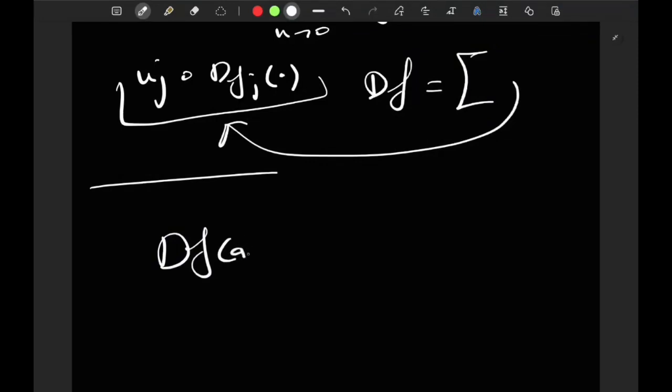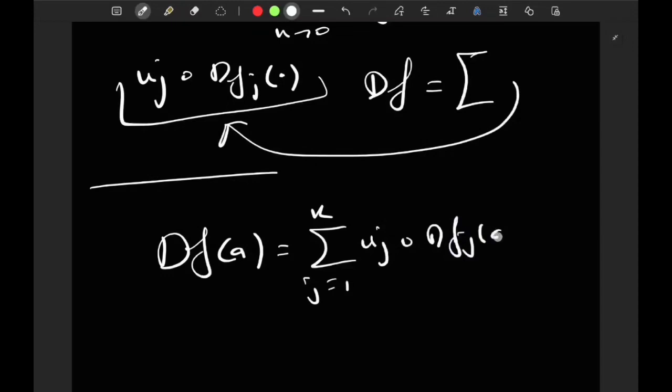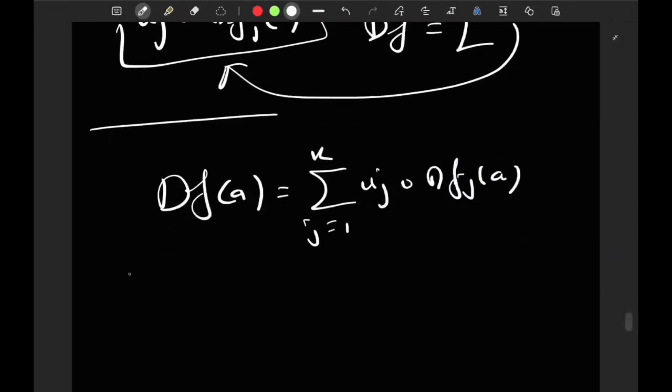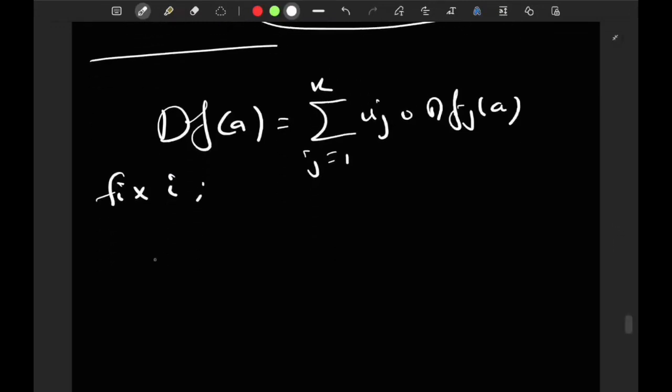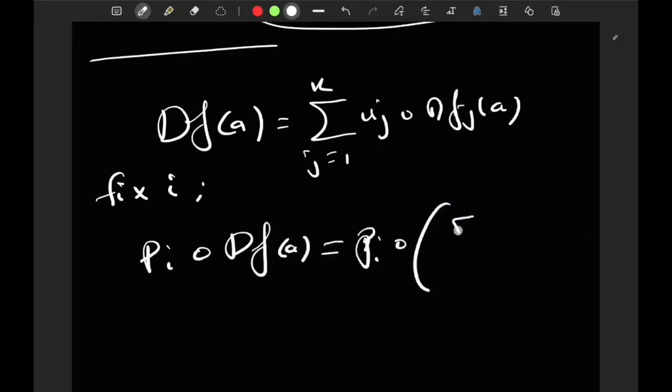df at A is the sum from j equal 1 to k of uj composed with dfj at A. Okay, let's do this trick. Let's compose both sides by some pi. So fix i and do this. So pi composed with df at A is equal to pi composed with the sum of uj composed with dfj at A, j equal 1 to k.